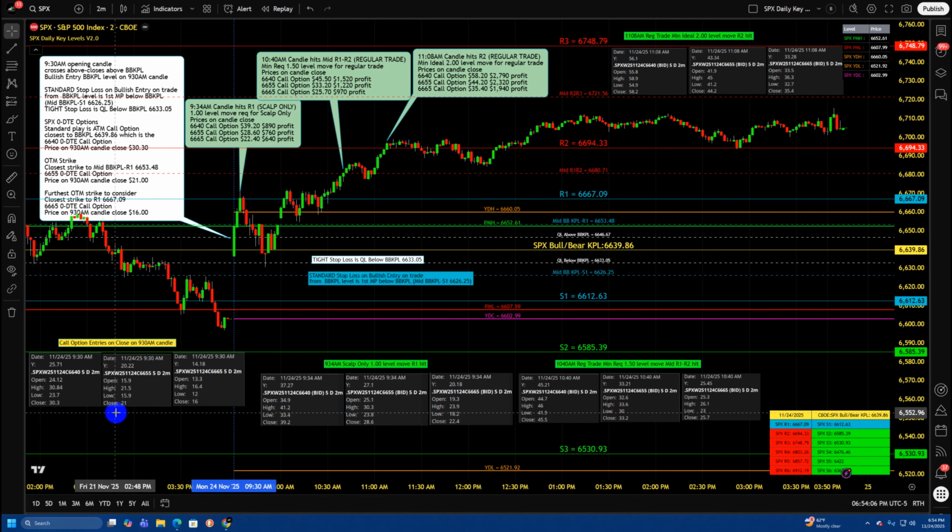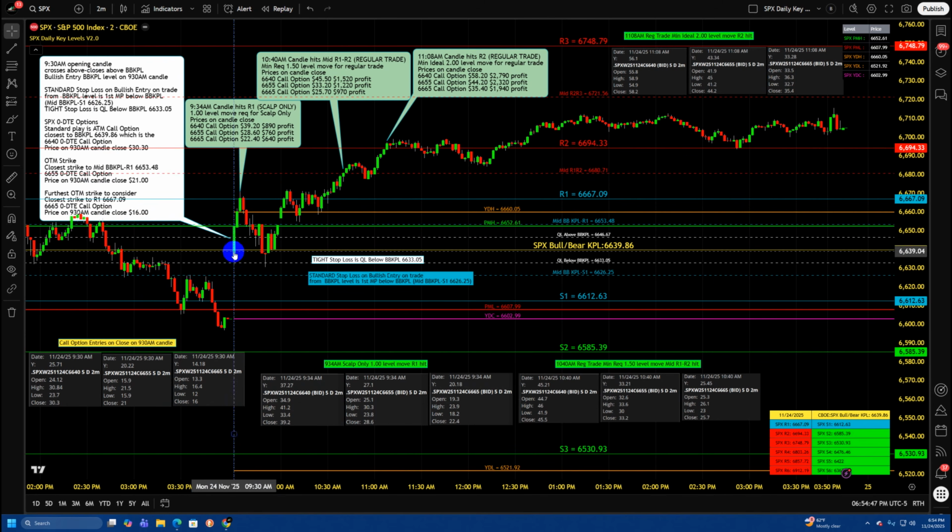candle close was $21. The furthest out of the money strike that you can use on this particular trade from the bull bear KPL level is the level that is one full level away, in this case the R1, 66.6709. The closest strike to that is the 66.65 call option. The price on the 9:30 a.m. candle close, keep in mind, 2-minute chart, the 9:30 a.m. candle closes at 9:32 a.m. since we're on a 2-minute chart. So that price is $16 on the close of the candle.